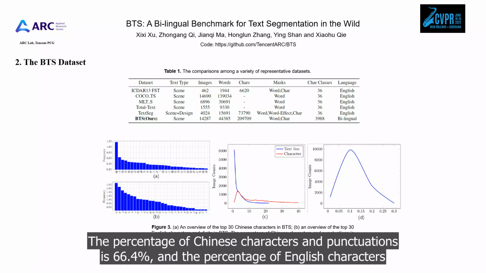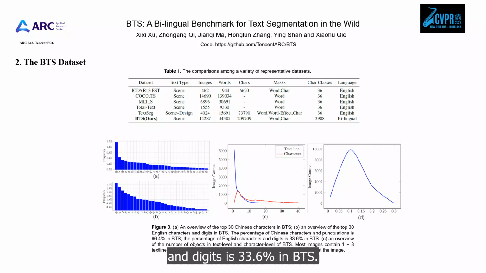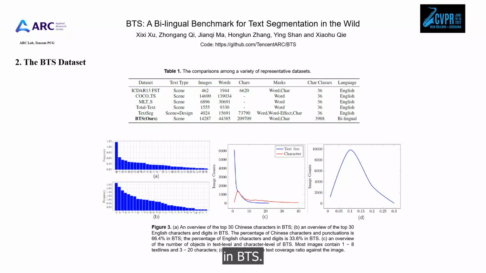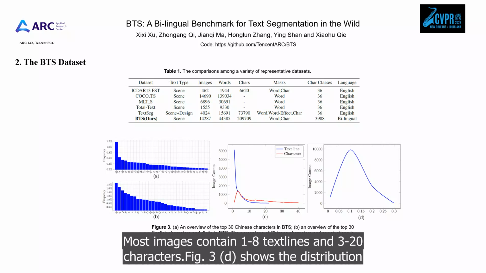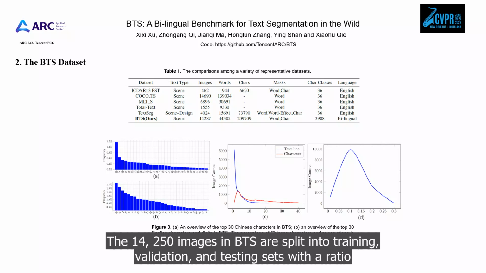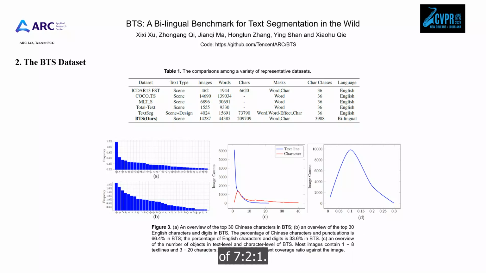The percentage of Chinese characters and punctuation is 66.4%, and that for English characters and digits is 33.6% in BTS. Figure 3C shows an overview of the number of objects in text lines and characters in BTS. Most images contain 1 to 8 text lines and 3 to 20 characters. Figure 3D shows the distribution of the text coverage ratio. The 14,250 images in BTS are split into training, validation, and testing sets with a ratio of 7 to 2 to 1.